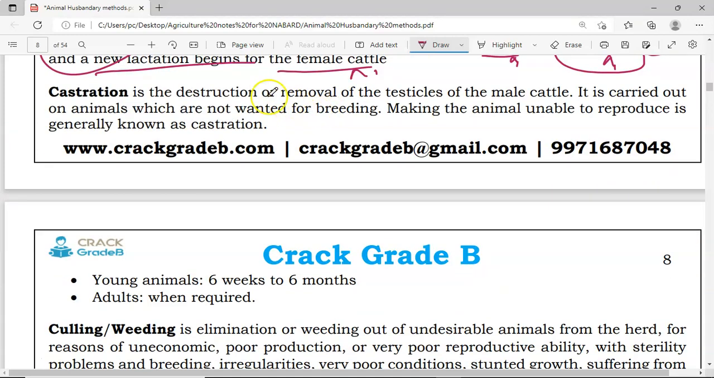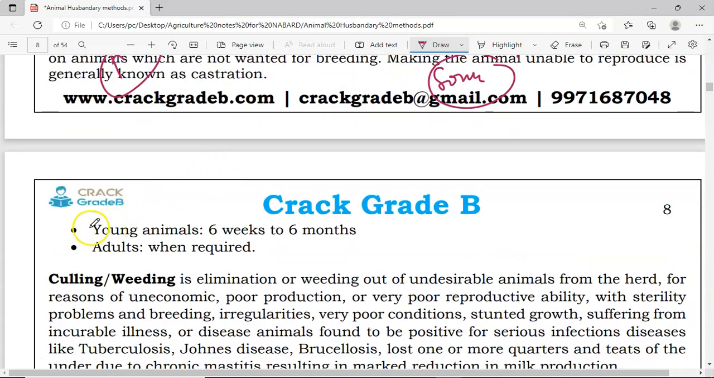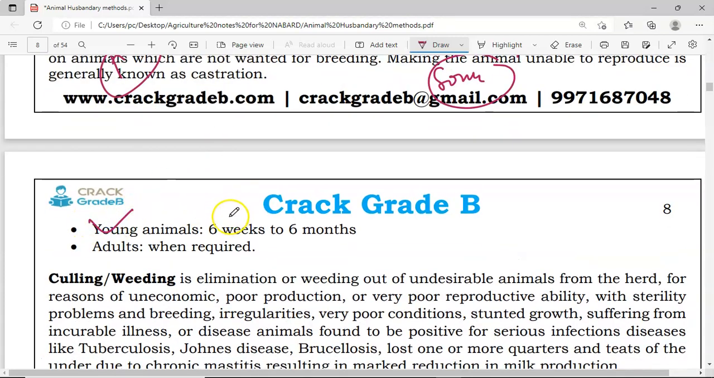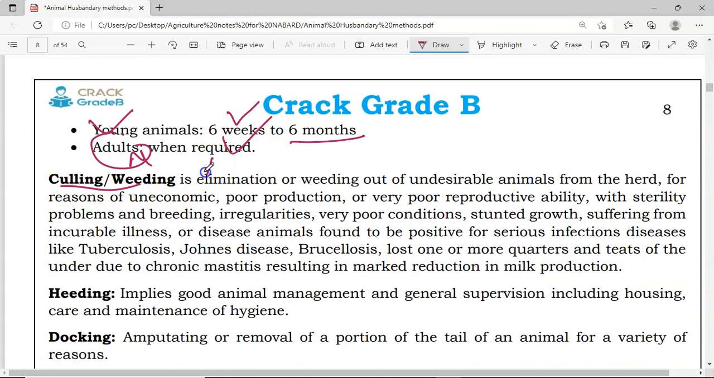Castration. It is the destruction and removal of the testicles of the male. It can be done for various reasons. Why? Because sometimes we don't need some animals, so we castrate that animal. And what are the ages and the period? Young animals can be castrated within the period of 6 weeks to 6 months, and adults can be castrated when required.